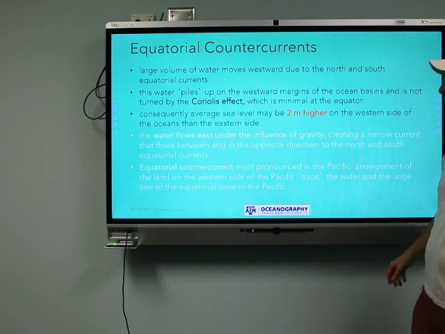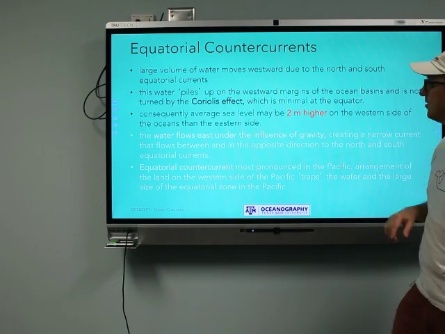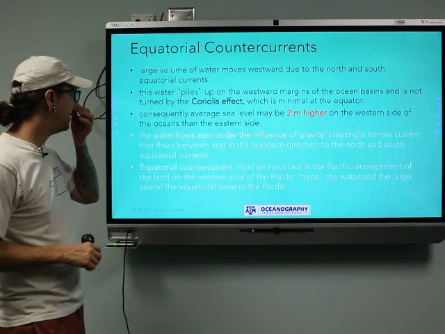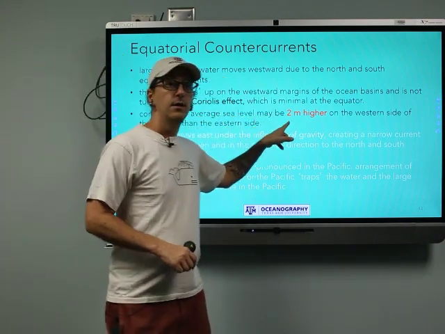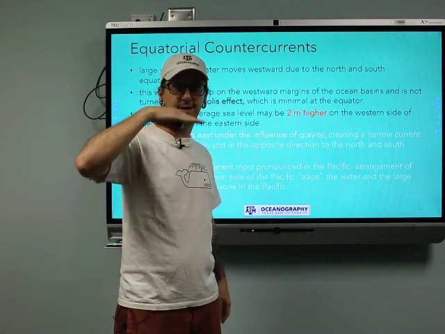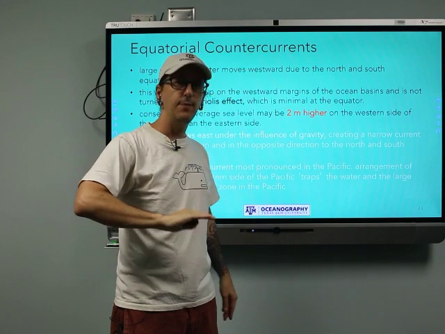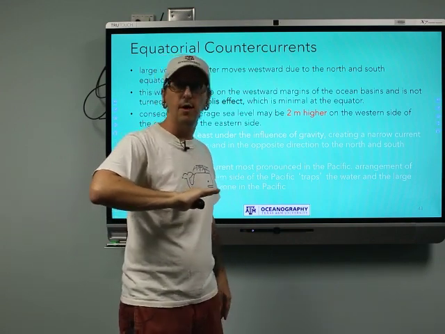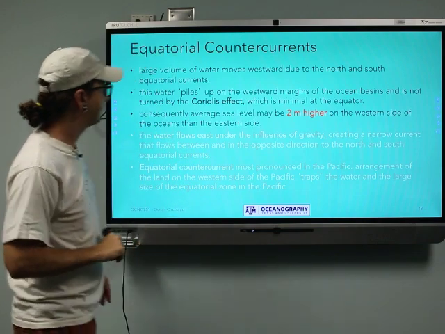Therefore, don't take my word for it. This is true. You look it up. Average sea level is up to 2 meters higher on the western side of ocean basins than on the eastern side. That's like me-sized, slightly taller, or slightly less. You don't know how tall I am. I'm really tall. 2 meters is about up to here on me. But that's a lot of water.